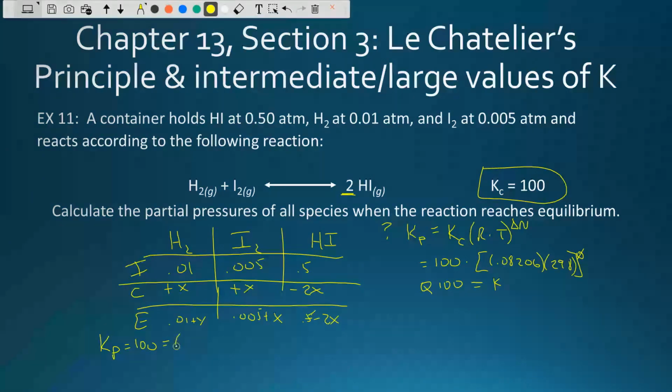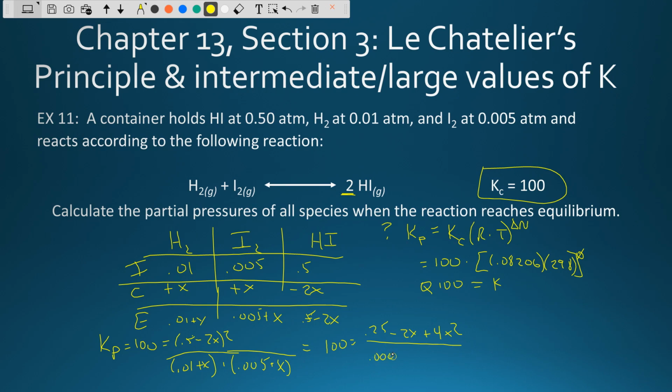That's going to equal 0.5 minus 2x squared over 0.01 plus x times 0.005 plus x. Okay, so if I plug my values in, I get 100 equals 0.25 minus 2x plus 4x squared. Kind of expand that out. This is going to be over 0.00005 plus 0.015x plus x squared.